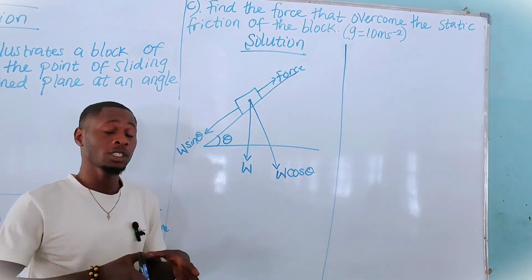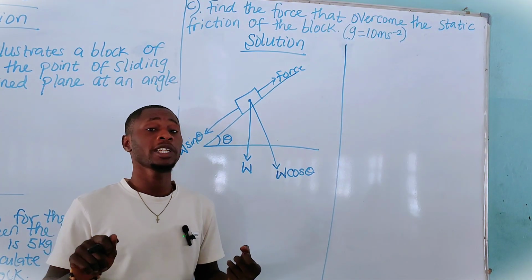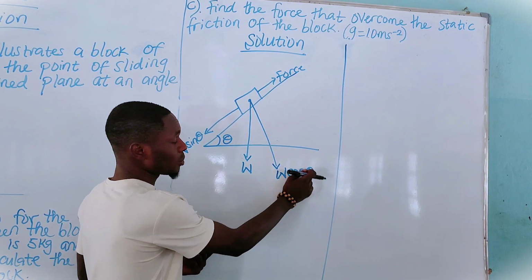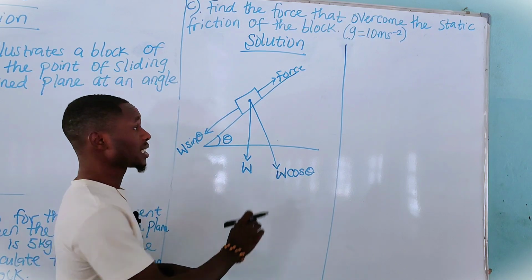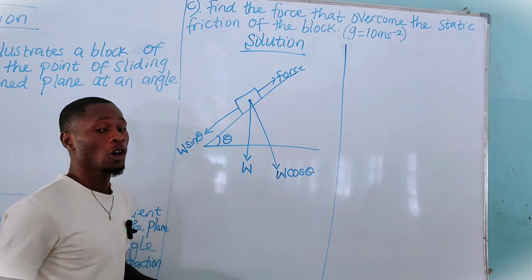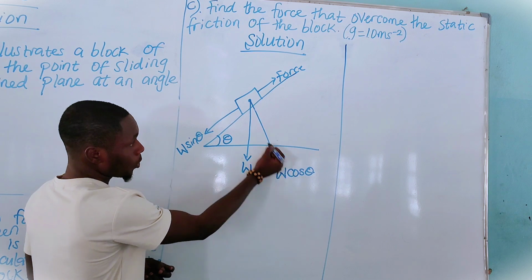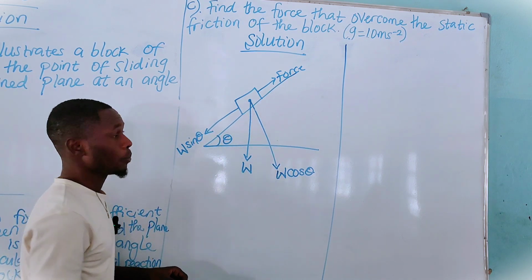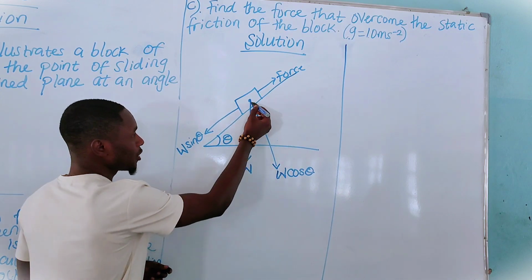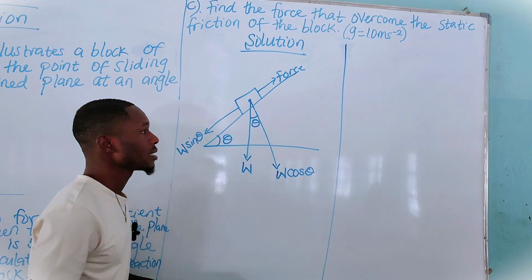Remember, from vectors, if you want to resolve a vector that is inclined at an angle to the horizontal, then the horizontal component of that vector will be the magnitude of the vector multiplied by cosine of the angle, while the vertical component will be the magnitude of the vector multiplied by sine of the angle. So in this case, we consider this to be the horizontal component and this to be the vertical component. The weight is inclined at an angle also theta to the horizontal, since we consider this to be our horizontal. Remember that this angle here is the same as this angle.